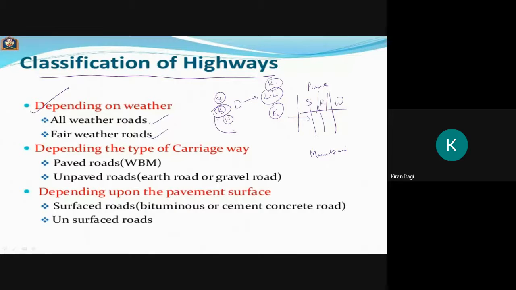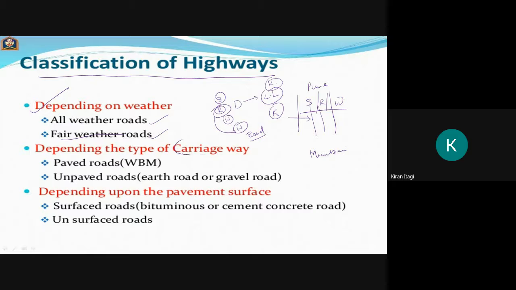Due to heavy rain, all the roads will be blocked. You can't travel. And in late winter, the snow will be there. Due to the heavy snowfall, it will become very difficult for a mode of transportation, sorry, for traveling from one place to another by road. So these are called fair weather roads.